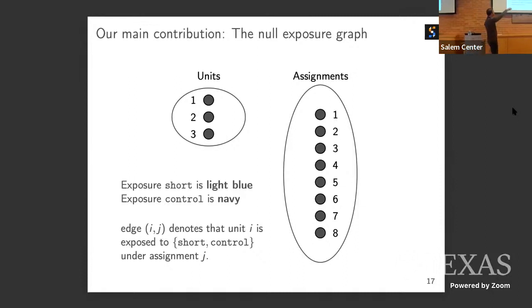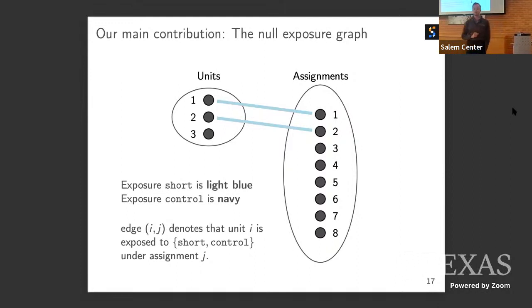What we're going to do is start with my first draw from my experimental design, and we say that draw exposed street 1 to short-range spillover status. So we're going to draw an edge. The second treatment assignment, assignment 2, exposed street 2 to short-range spillover status.